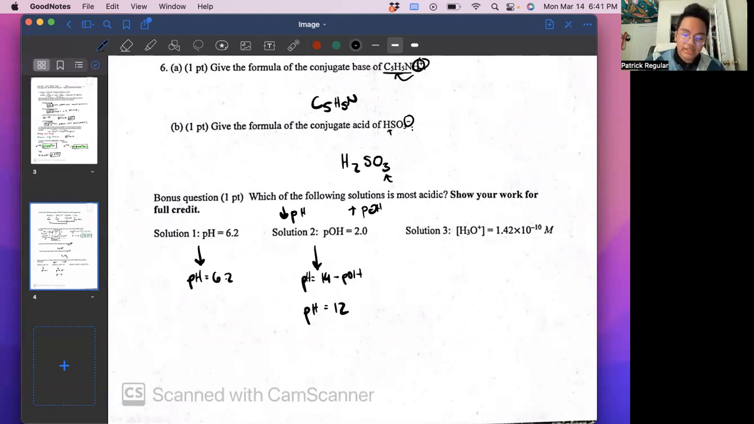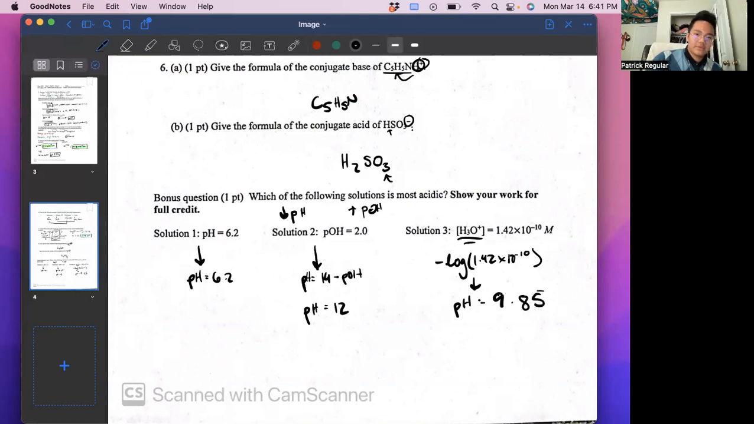Now for this one, this is H3O plus, so pH is the negative log of 1.42 times 10 to the negative 10. Our pH is now, let me find those numbers, 9.85. All right, now let's go back to our definition. Lowest pH is going to be the most acidic, and that's solution 1 right here. That's it.